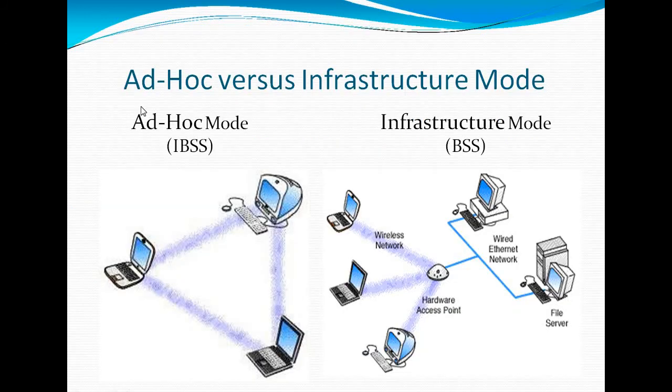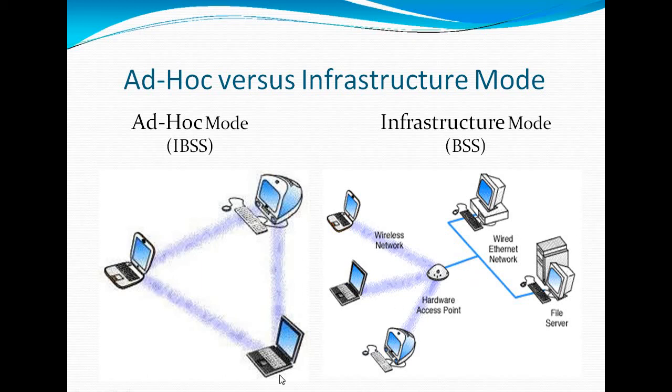So here you can see ad hoc versus infrastructure mode. Here is the ad hoc. They are related to, that is peer to peer. They connect with each other. And in this infrastructure mode, that is BSS, here is a wired net. These are the wired ethernet networks which are connected with hardware access point, with wireless network and laptop.